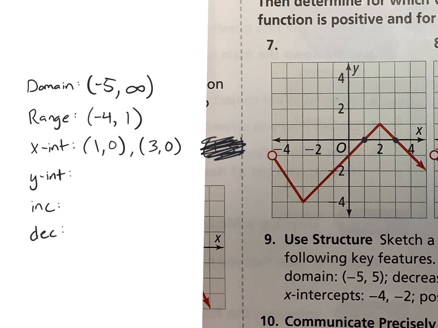Okay. Y-intercepts, how many do I have? 1, and it crosses where? 0, -1.